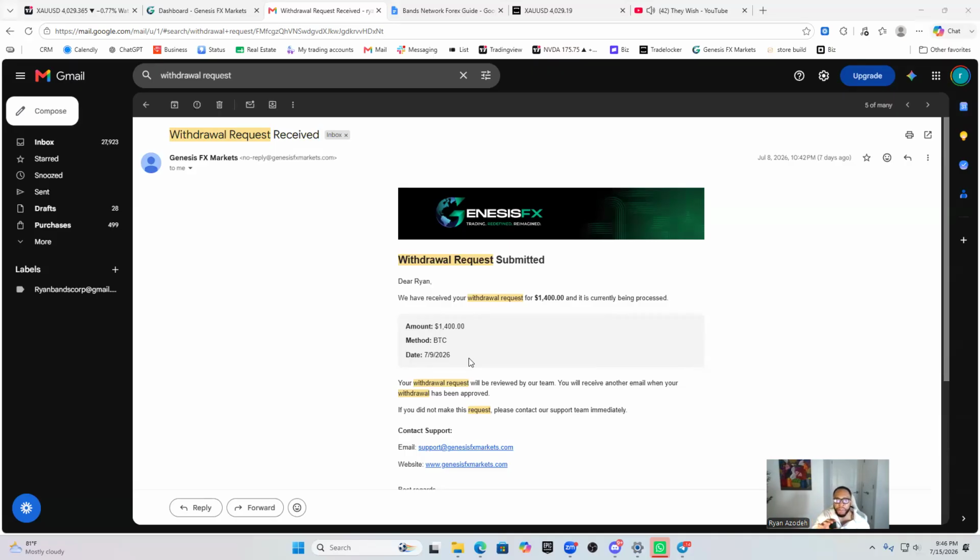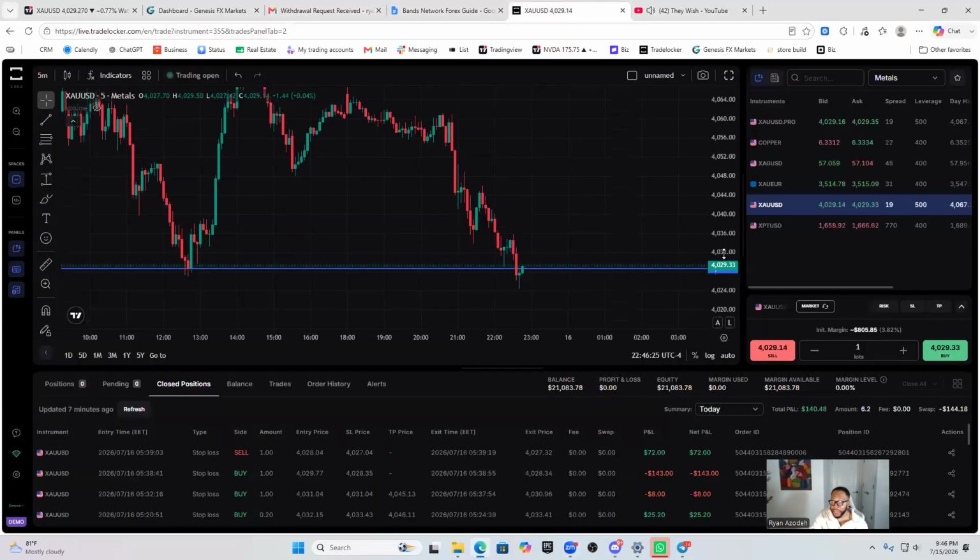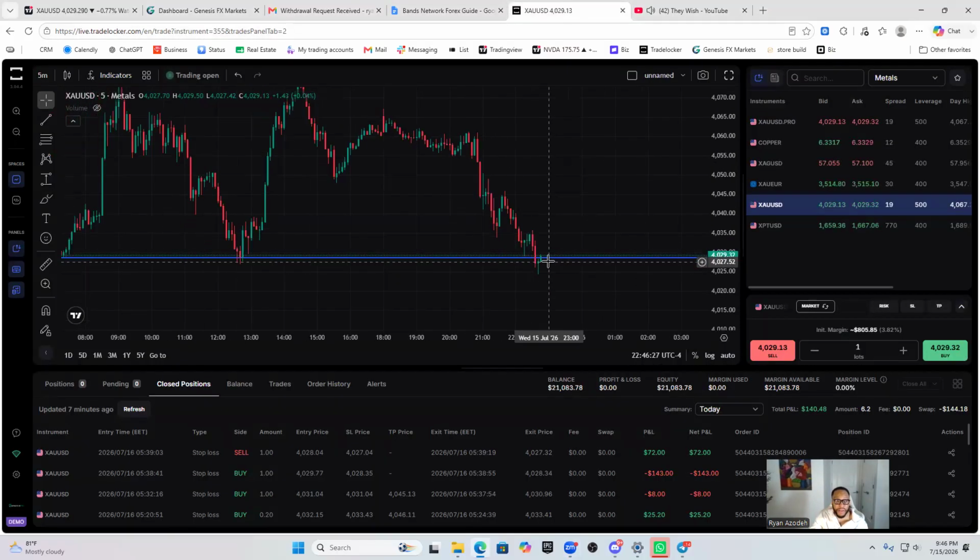Now, guys, if y'all are brand new traders, whenever y'all get started on Genesis, they're gonna tell you to start trading and open up an account here on Trade Locker. Very simple. After y'all have created your live account on Trade Locker, you're gonna check your email address.